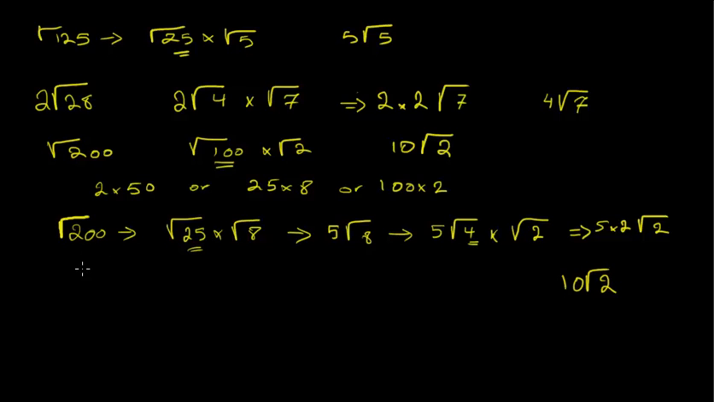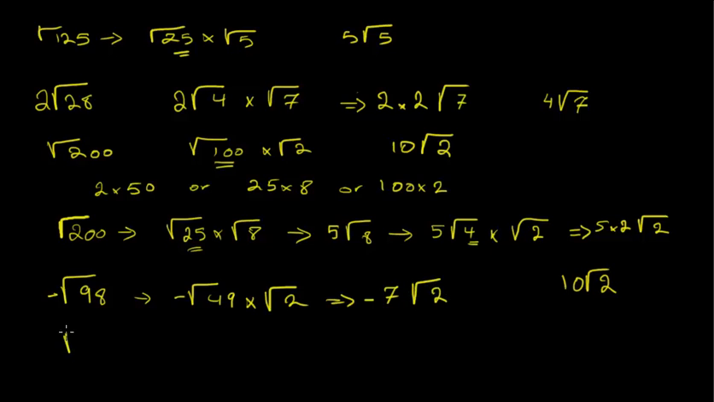What if we have a negative radical? Let's say we have minus radical 98. The sign would remain there, and we simplify our radical. It could be 49, which is a perfect square, times 2, and then we have minus 7, which is the square root of 49, radical 2.